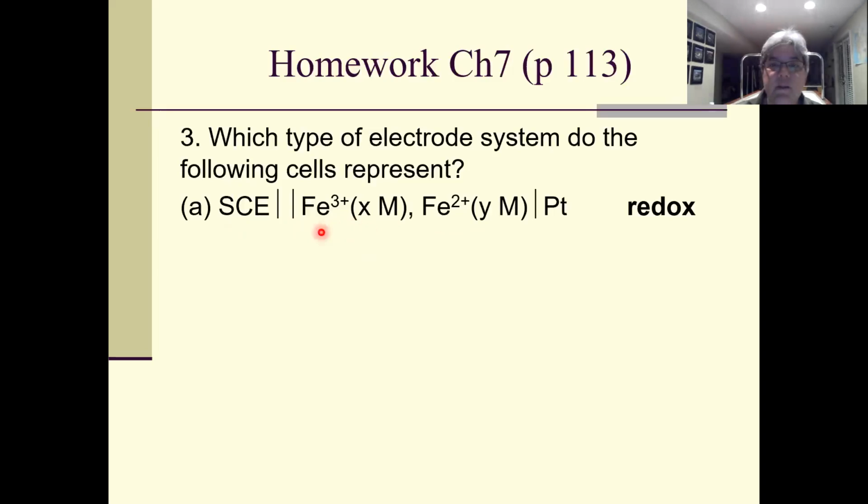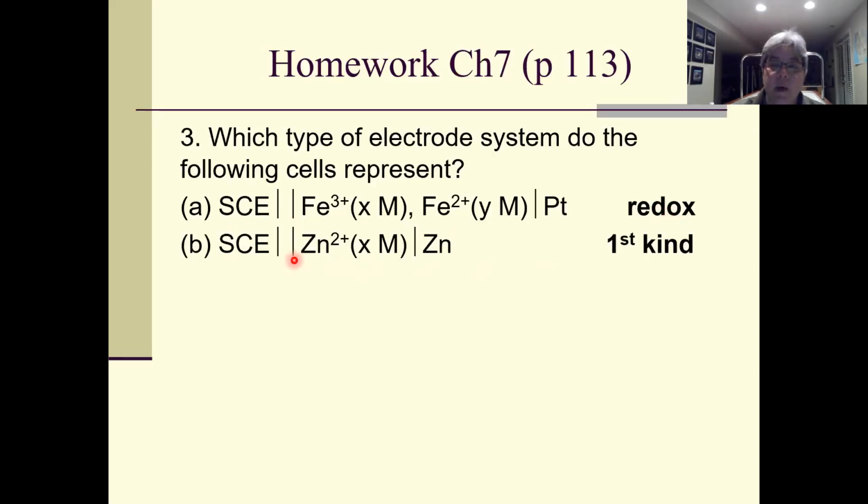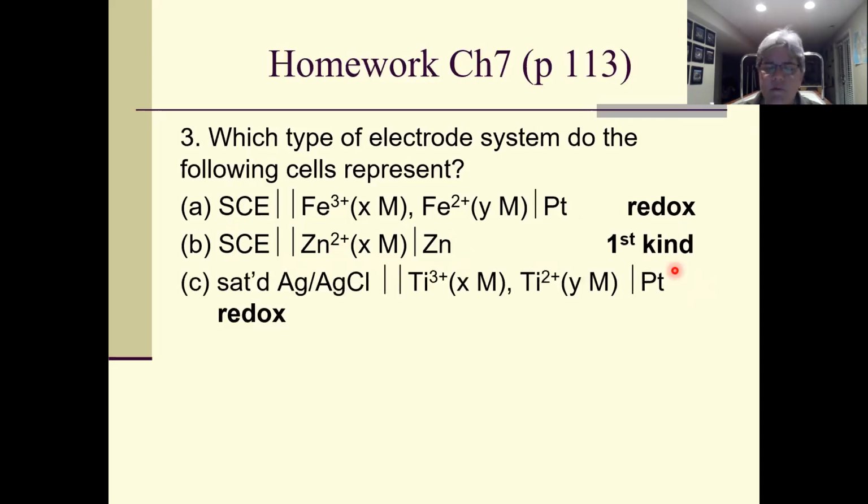Okay, so the first one is redox. Anytime you see 2 ions with no metal electrode that's the same ion, it's going to be redox. Okay, B, you have a metal responding to its own ion. That's always first. Okay, C, a lot of people miss this for some reason. Maybe they were looking at the reference instead of this part, but again, 2 ions and an inert electrode, so that's redox.